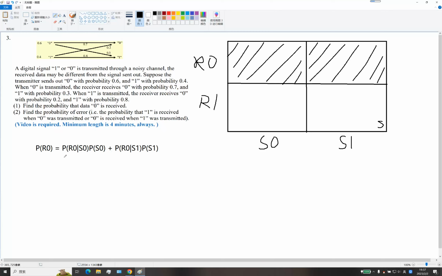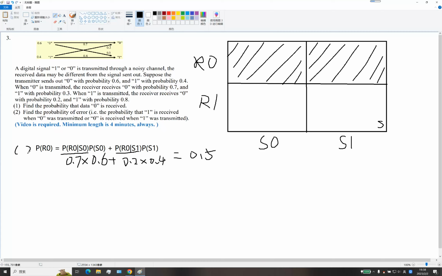So we can calculate this. The probability of send 0 and receive 0 is in this area, so we can get it in the graph. It is 0.7, multiplied by the probability of send 0, which is 0.6, plus receive 0 when we send 1, which is 0.2, multiplied by the probability we send 1, which is 0.4. In total, this is 0.5. So this is the solution to question 1.